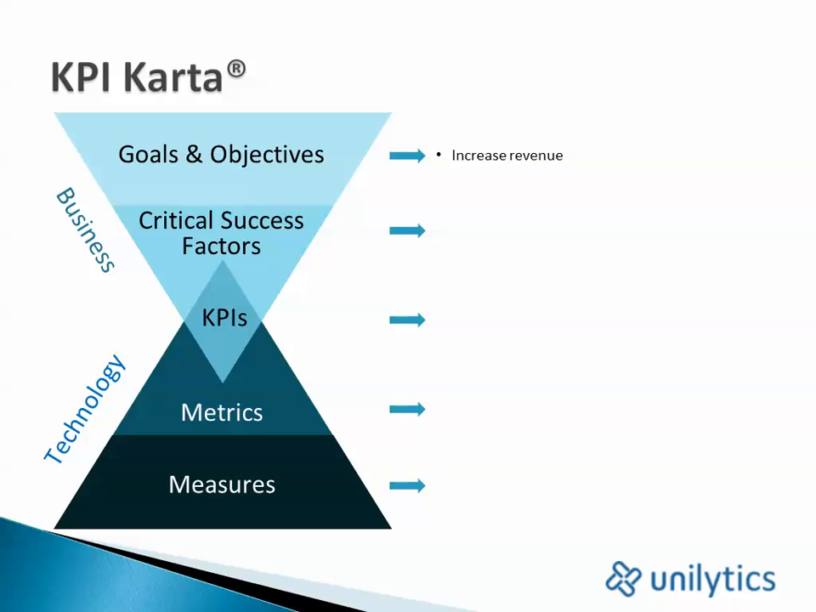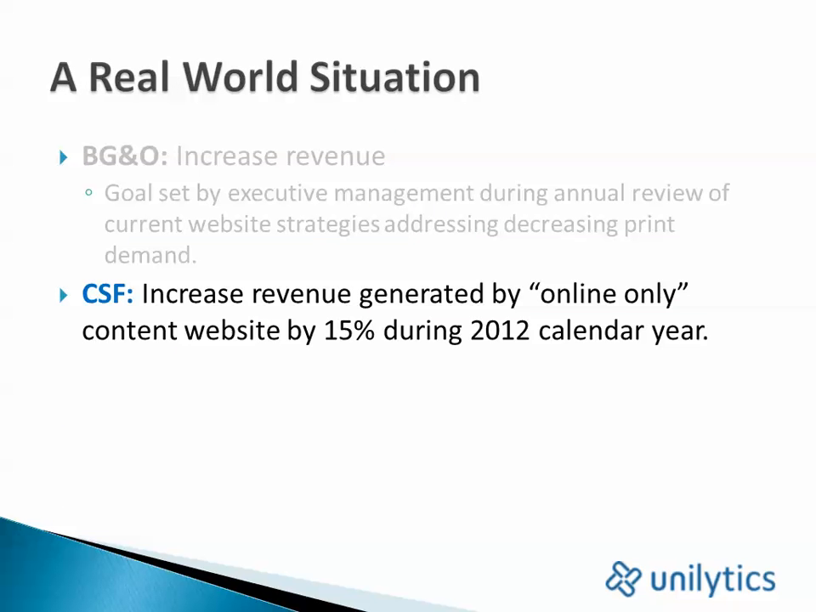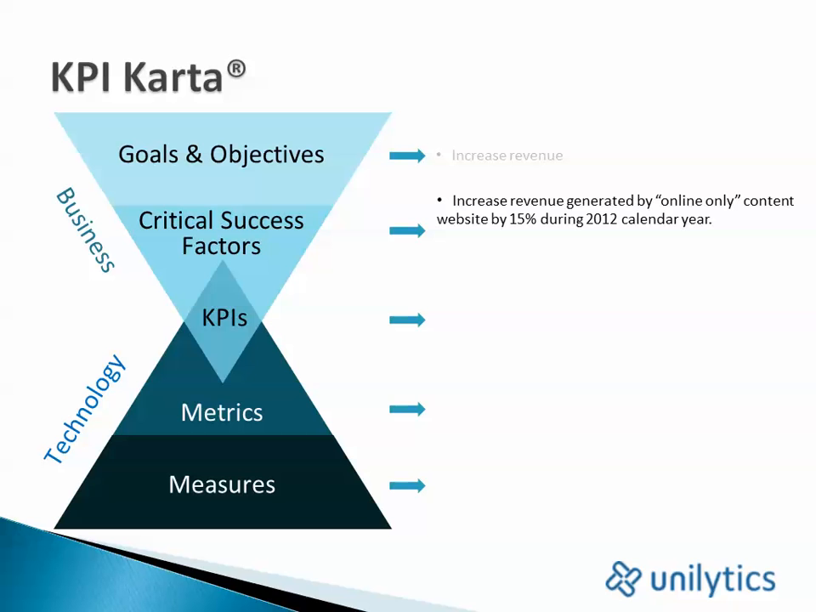So again, we start to fill out our KPI Carta that we talked about earlier, increased revenue, there it is at the top. Continuing, we talk about our critical success factors. So middle management then met, and based on what the executives had put as a priority, they determined that they would increase their revenue generated by the online only section of their website. They wanted to increase that by 15% during 2012, so they're still in the middle of doing that actually.